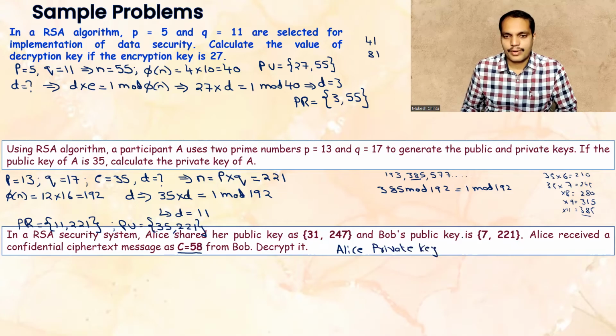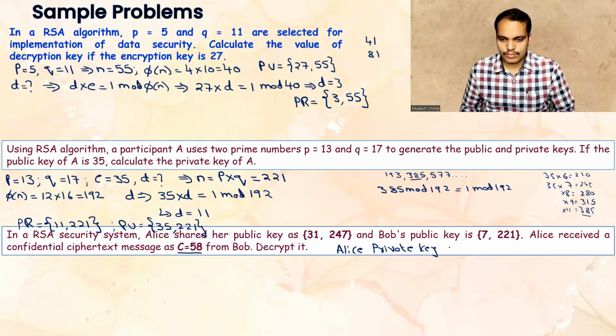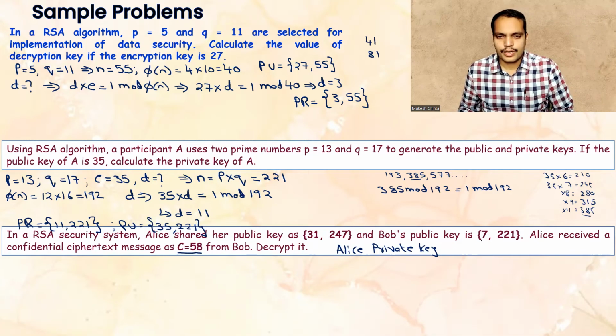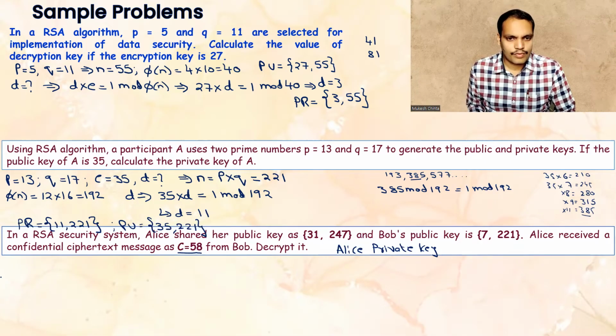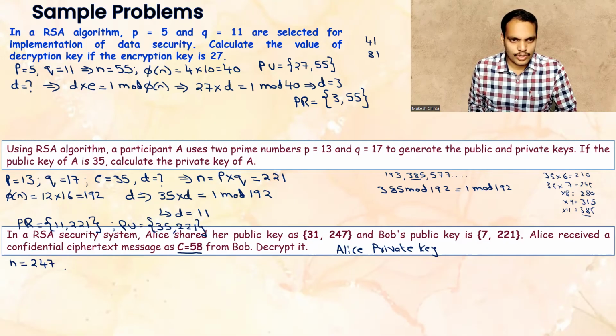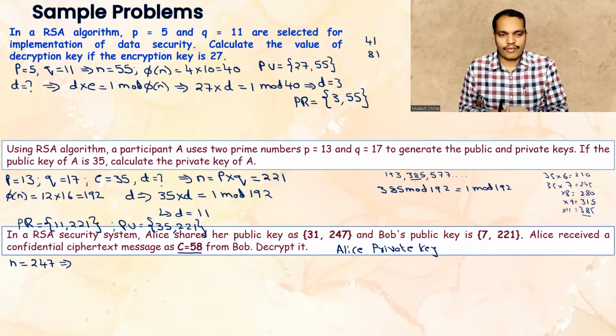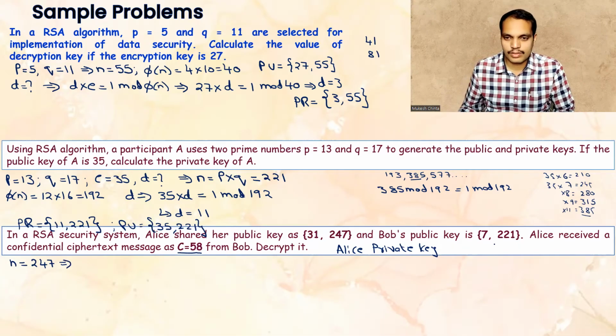So that means I have to do the factorization problem, isn't it? Now, Bob's public key is written down, and it's a confidential message. So let me say that Alice's public key is 31, 247. So N is equal to 247. Now you have to start breaking this into prime numbers. Now, if I were you, what I would do is, what are all the prime numbers?